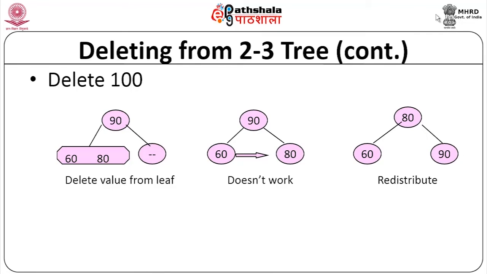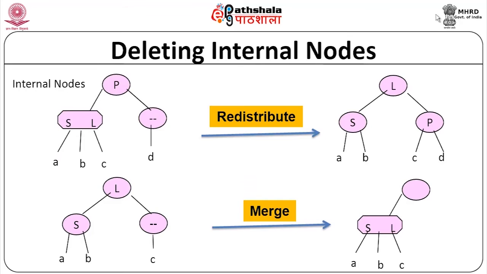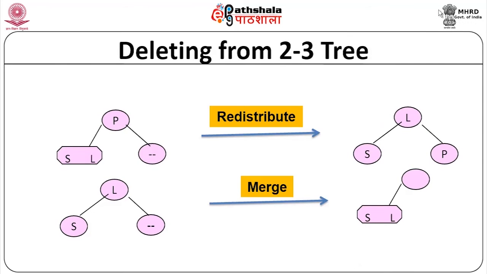Now, suppose we want to delete 100, deleting the value from the leaf. So, you delete 100 from the leaf, it does not work. So, you redistribute it such that you get what you want. So, deleting from a 2-3 tree has 2 operations. You have S, L and you have a parent with 1 child and you have an empty right subtree. Then you redistribute such that S, L and P, a small rotation, that is a redistribution. Or you have S, L and an empty node. Then what you do, you move it up and merge S and L.